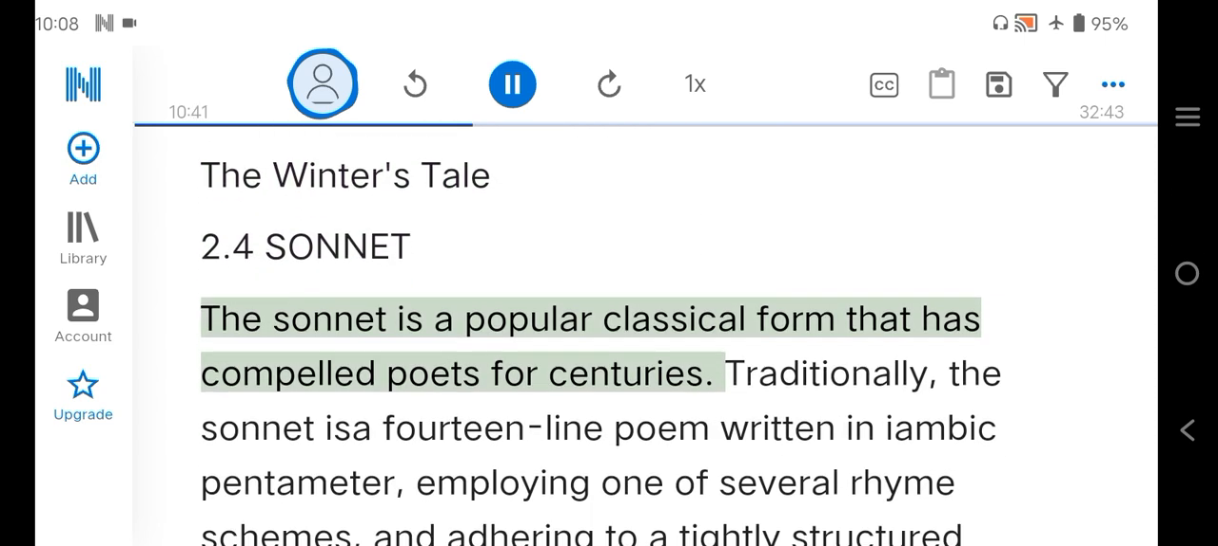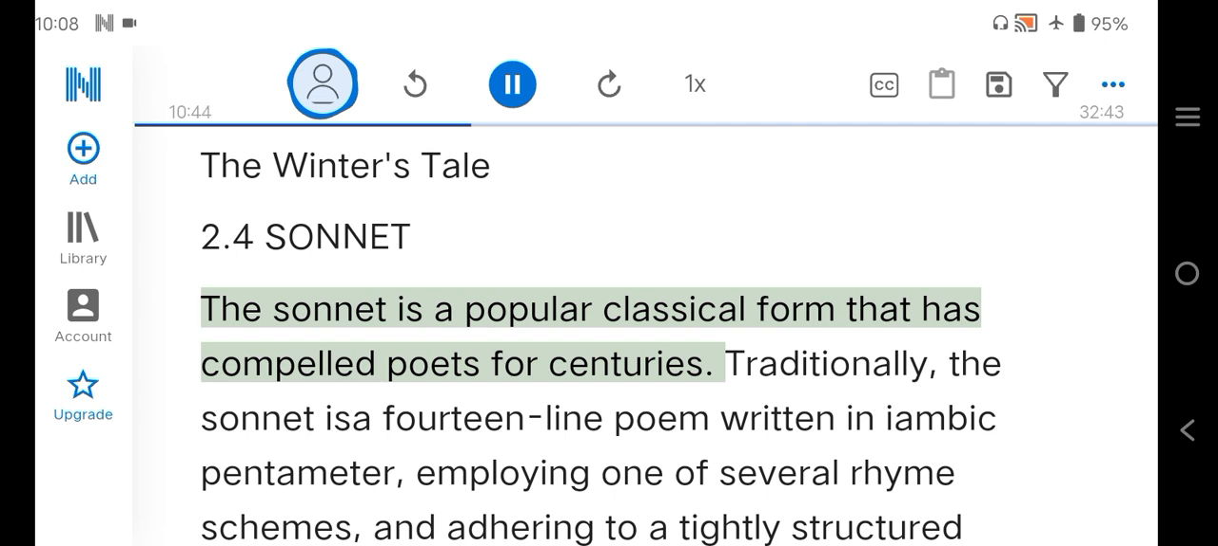2.4 Sonnet. The sonnet is a popular classical form that has compelled poets for centuries.